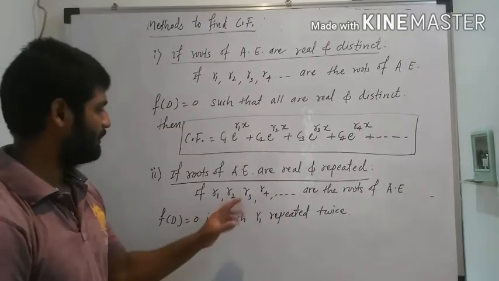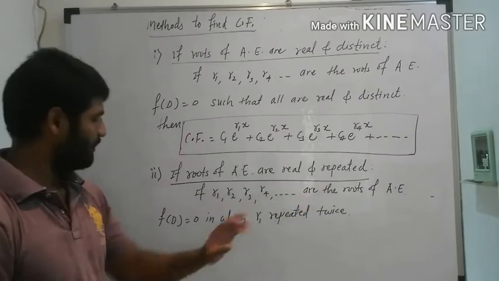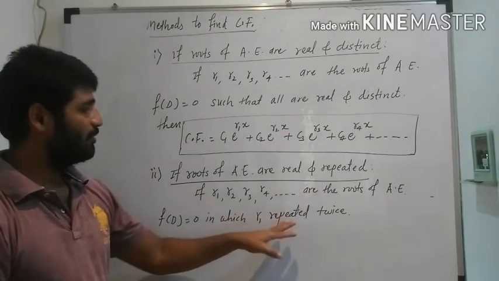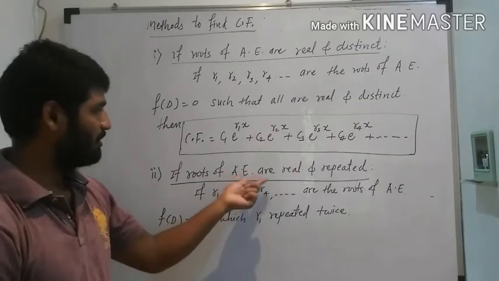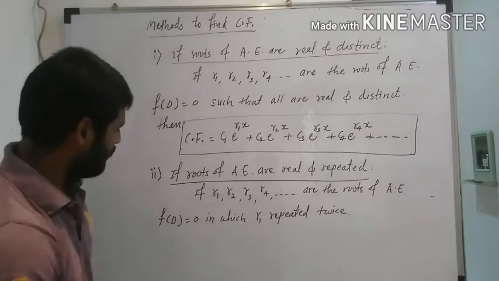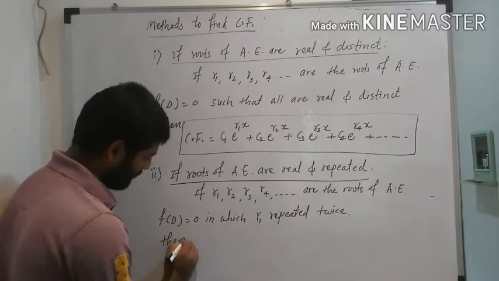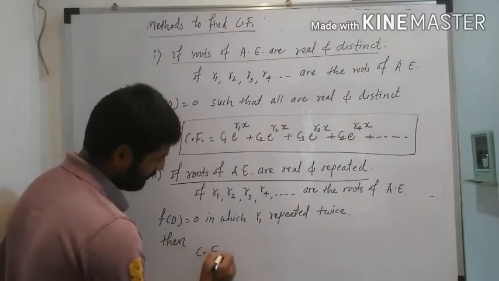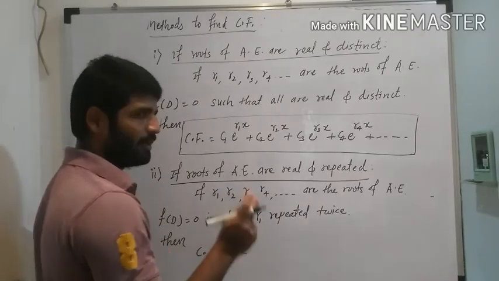Here R1, R2, R3, R4 are the roots of the auxiliary equation in which R1 is repeated twice. All are real because we have to see the case. The roots of the auxiliary equation are real and repeated. So for that, R1 is real and repeated twice. So if R1 is repeated twice, then the complementary function can be written as, now R1 is repeated twice, that means R1 occurs two times.